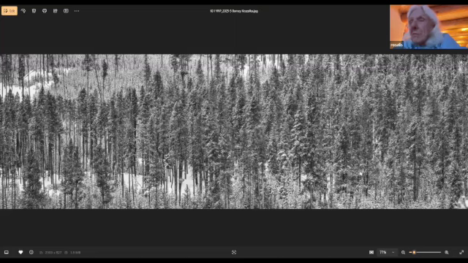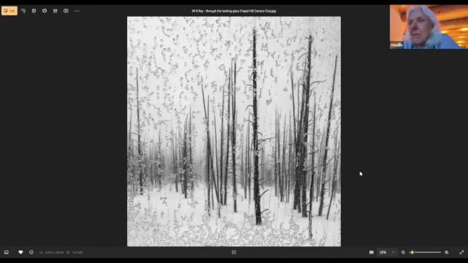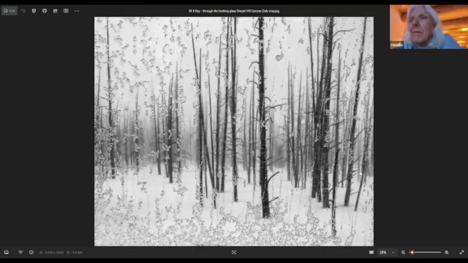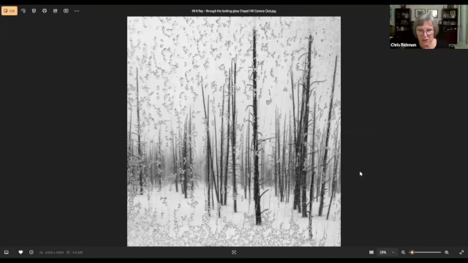That's where we started. Okay, this is the original. Really interesting perspective. It's a very creative way to photograph the trees.